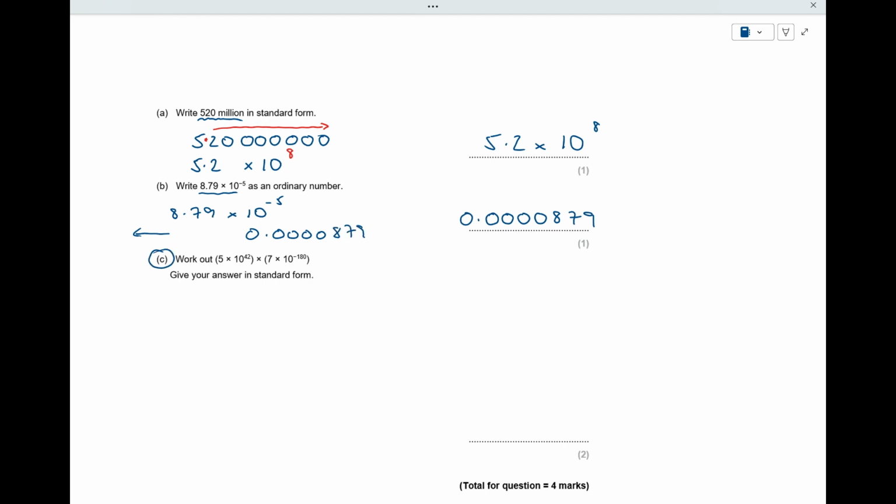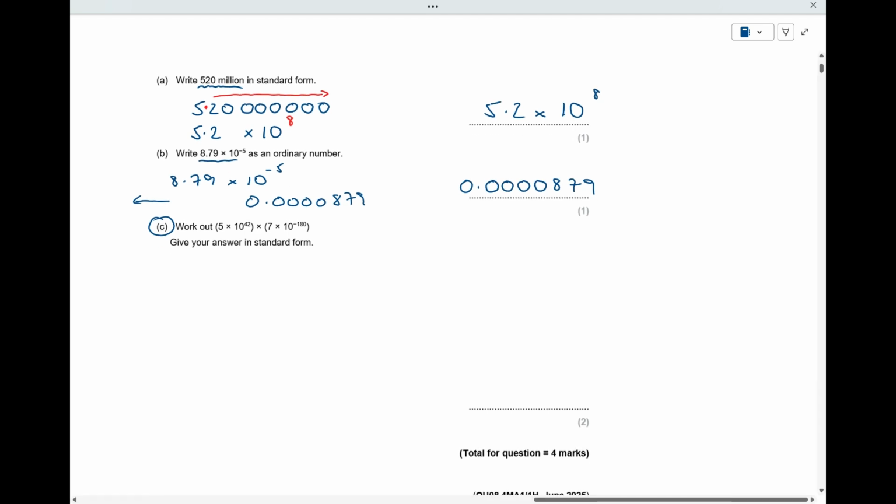Now part C. Now this is quite a clever question for them to ask, because you won't be able to put this question into your calculator to work out the answer, because your calculator won't be able to cope. So what you need to do with this one is you need to think about it. It's 5 times 10 to the power of 42 times 7 times 10 to the power of minus 180. Now you're used to dealing with things like this. 5x to the power of 42 times 7x to the power of minus 180.